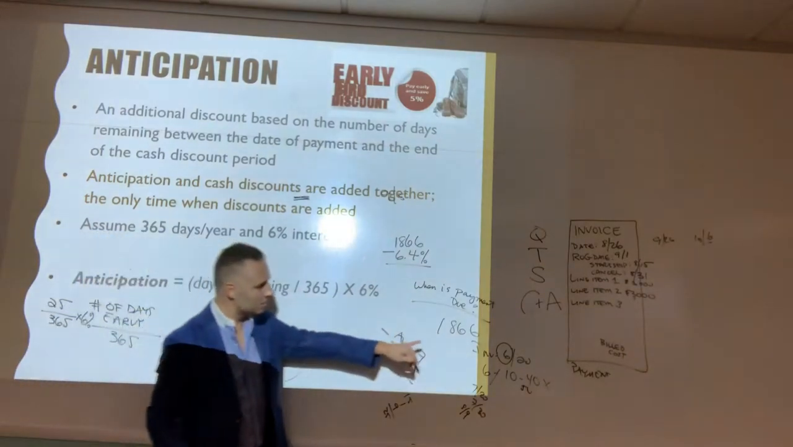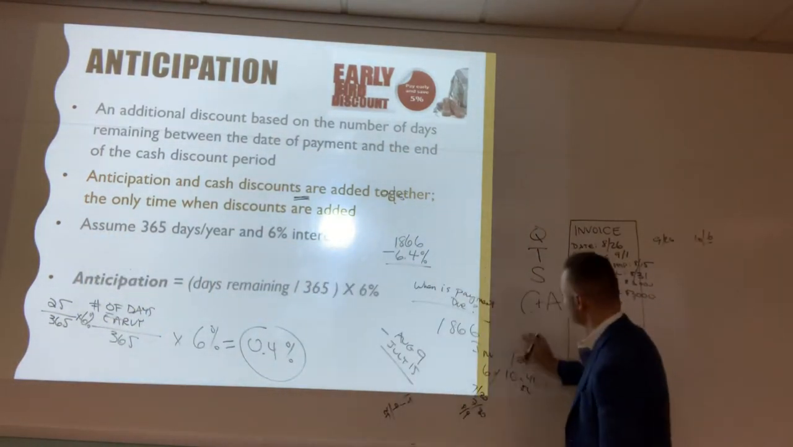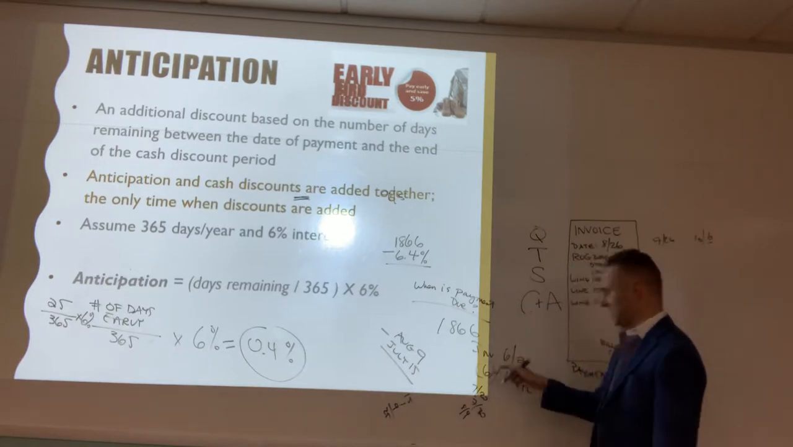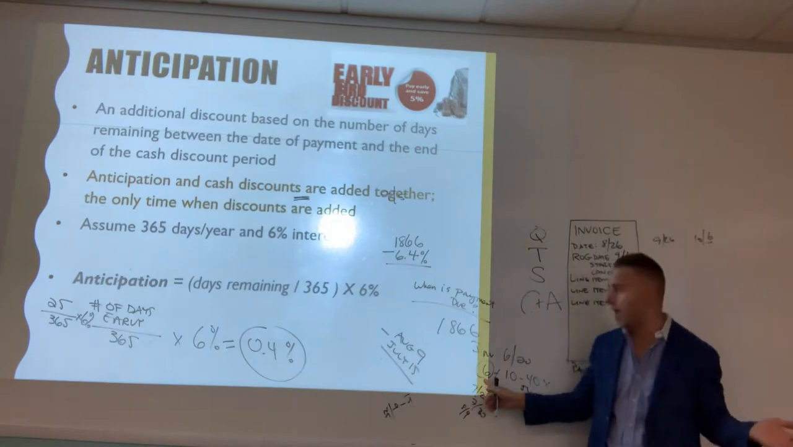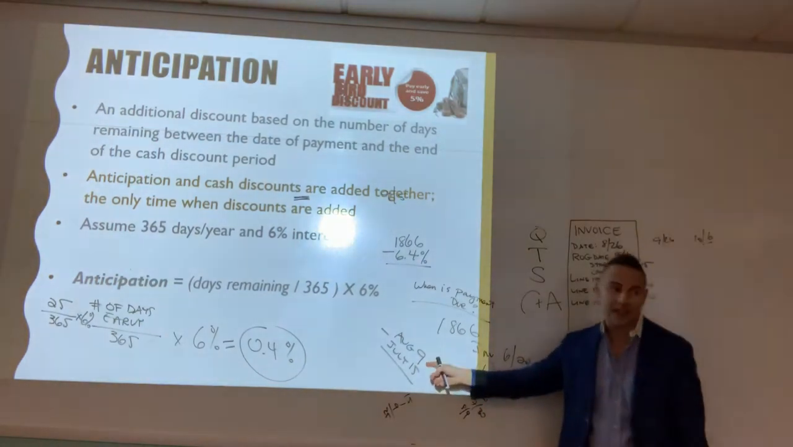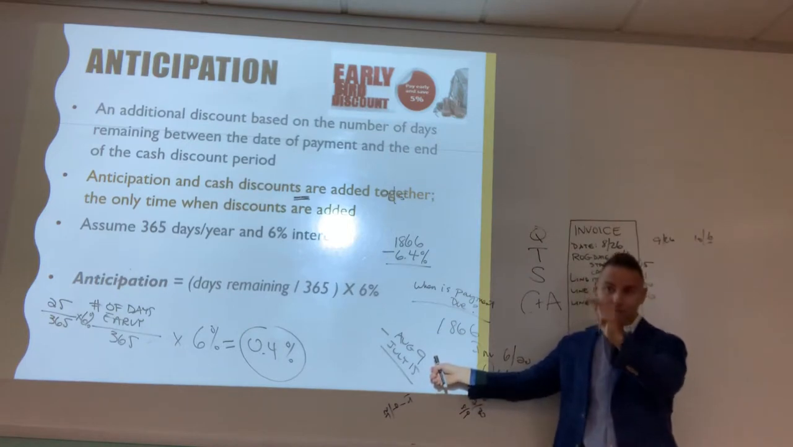The 6, I circled the wrong 6. There's 2 6s. That's the invoice date. This is the 6. The 6 is just the 6% off we're getting for paying the bill on time. We paid by August 9th. In fact, we paid well before August 9th, right? That's the 6. Is it always going to be 6?